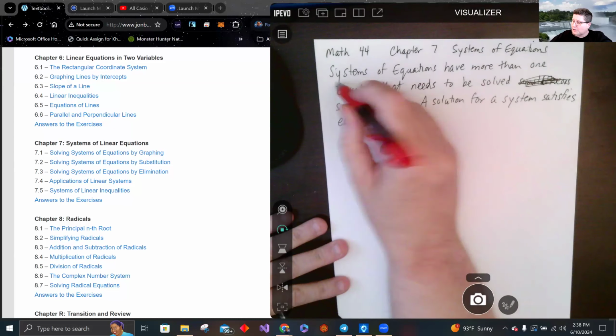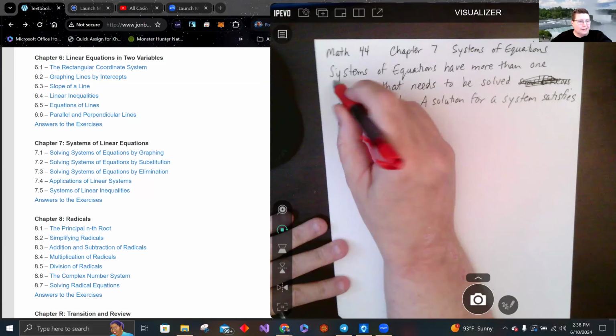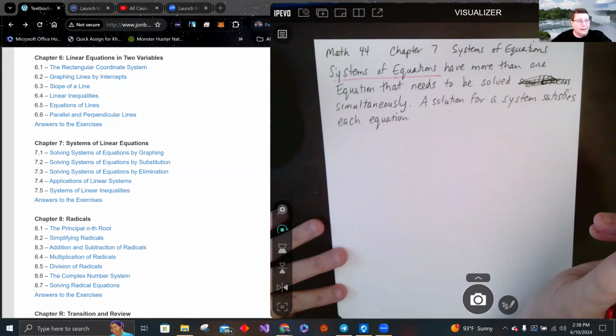There's more than one equation. We'll be working with 2 primarily. There's cases where there's 3, 4, 5, 6, a lot.